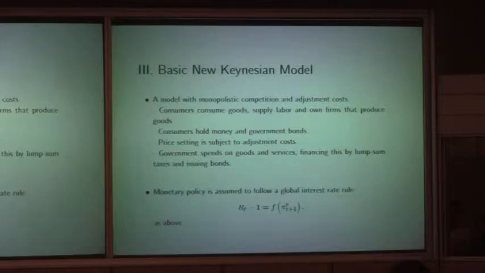There are consumers who do the things that I mentioned: they buy goods and supply labor, and they own the firms that produce goods. Consumers also hold money and bonds. Price setting by the firms is subject to cost, so there's a gradual adjustment of prices, some stickiness of prices. And then there's a government. This is a simple model, so it buys some goods and services and finances it partly by taxes and partly by issuing bonds.